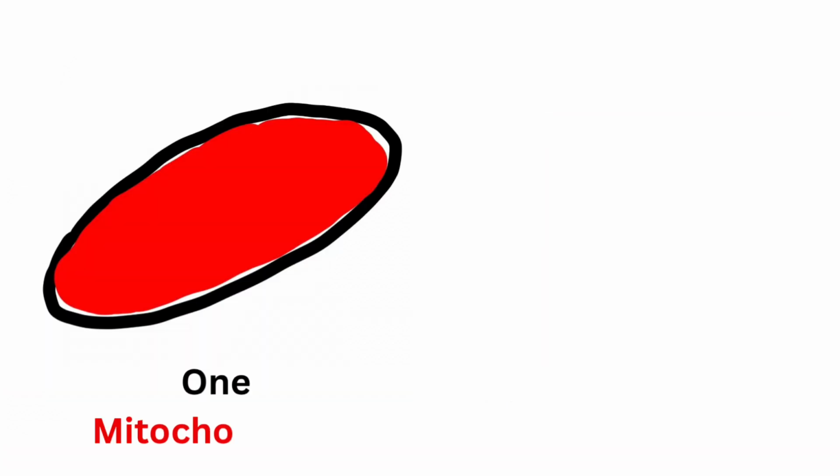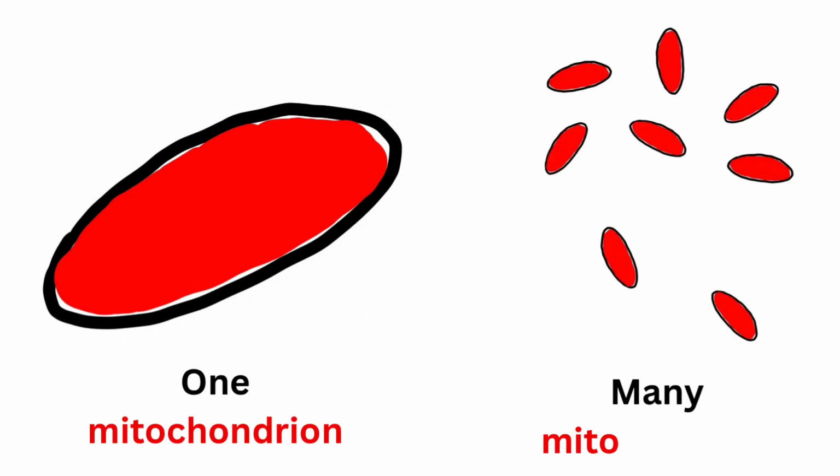Now, mitochondria can be a bit confusing because when we're talking about just one of them, we call it a mitochondrion. But when we're talking about lots of them, we call them mitochondria. Just like if you're talking about one child, and you're talking about lots of children, there's a different word depending on if you're talking about one or many.